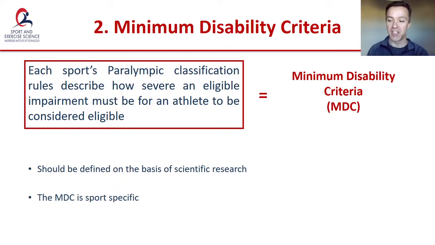Or the level of an amputation defined for athletes with a limb deficiency. So where is your amputation? And in certain cases, they will go and measure the length of the limb that is left to determine how far below the elbow is the arm amputation, how low below the knee, how far above the knee is the amputation. Again, this should be based on scientific research, and the minimum impairment or minimum disability criteria is sport specific, so it will change from sport to sport.